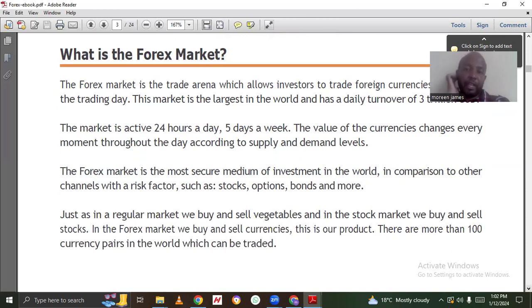The value of the currencies changes every moment throughout the day according to supply and demand. The Forex market is the most secure medium investment in the world in comparison to other channels with a risk factor, such as stocks, options, bonds. So I'm just going through what we had said.